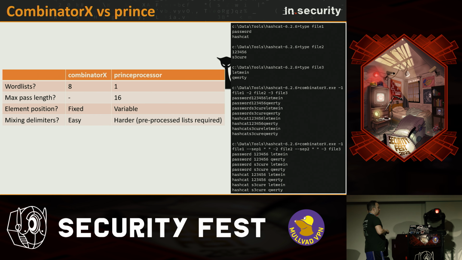There are other tools to do this as well, and hashcat utils comes with combinator X, some people may or may not be aware of, and it can do a similar thing to prince, but there are some pros and cons depending on what you're looking at doing.